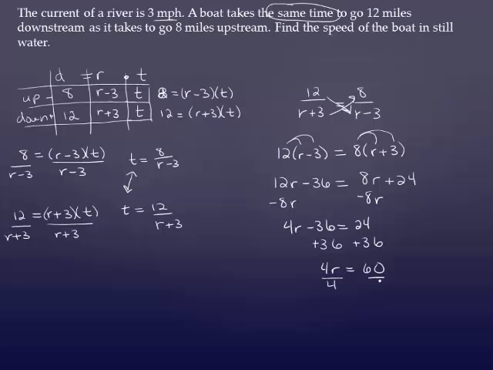Dividing by 4, I'm going to get that r is equal to 15 miles per hour. And this is the speed that the boat would be going if the water was still.